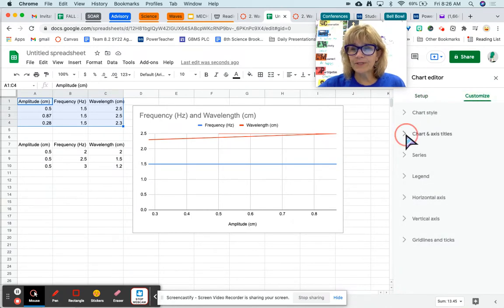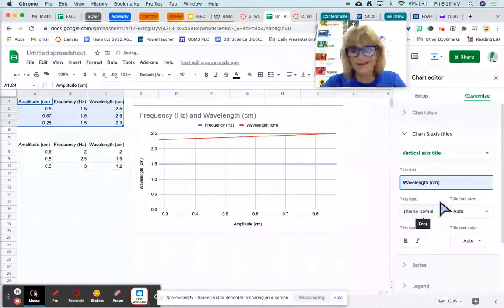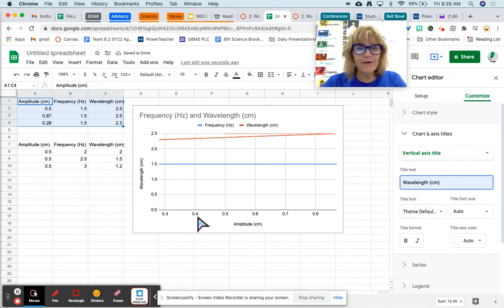Okay, I'm going to give it the vertical axis title. I'm going to say, well, it's already in there, wavelength. I would usually have to type that in. Okay, so now I have wavelength here. I know that my frequency is this, that's fine. And I have the red line as wavelength. So I can see the changes as amplitude increases, the wavelength changes slightly.